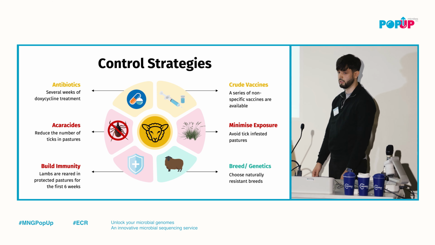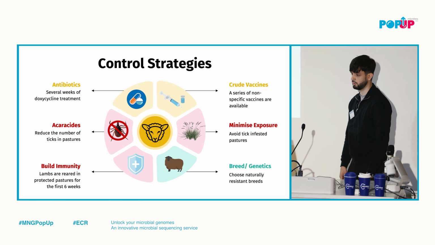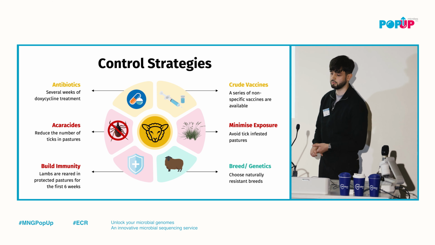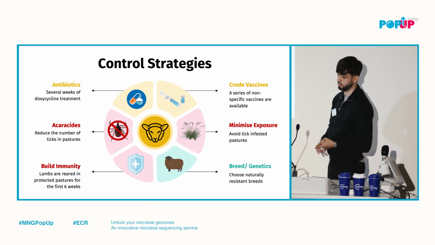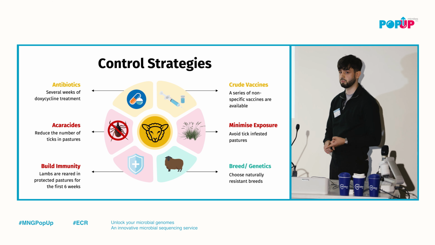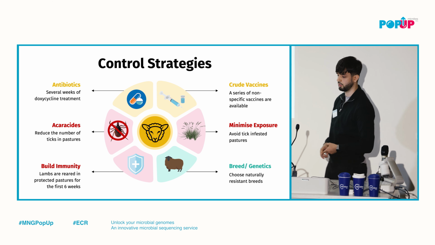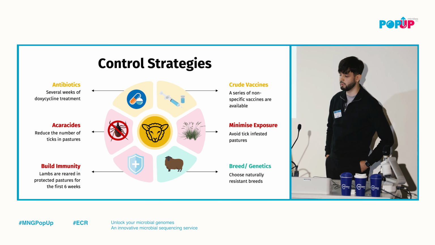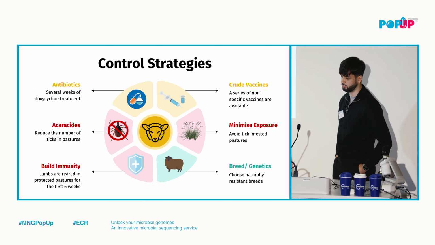We've known about AP for around 100 years now. It was first discovered in Scottish sheep, and we've got some control strategies to mitigate its effects. Firstly, we can provide the animals with doxycycline, which is a pretty effective antibiotic at getting rid of the disease. We've also got some crude vaccines. These are not so effective due to AP being able to modify its major surface antigens.